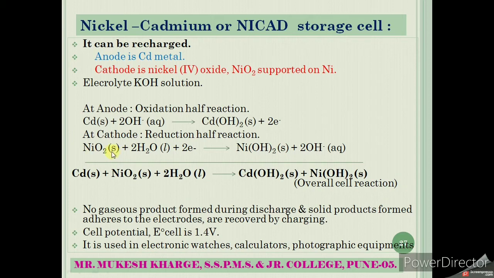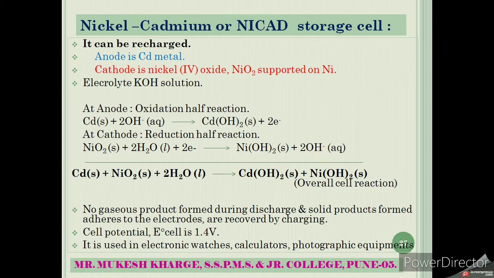So in NiO2, Ni is 4 plus. It accepts 2 electrons and gets converted to Ni2 plus ion. That Ni2 plus combines with 2OH minus ions and it will produce Ni(OH)2 solid. Okay, so in Ni(OH)2, Ni is 2 plus. So Ni4 plus gets converted to Ni2 plus by gain of 2 electrons. And the 2OH minus from this 2H2O combines with Ni, and 2OH minus remains as it is.